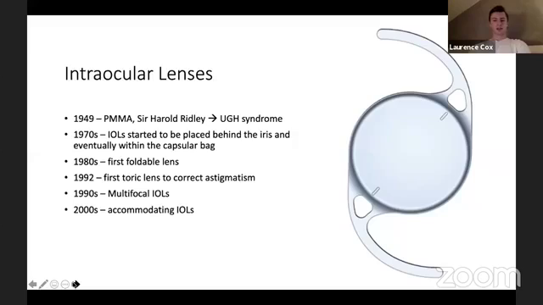But obviously, because of the position, a lot of patients actually went on to develop uveitis-glaucoma-hyphema syndrome. In the 1970s, the intraocular lenses gradually moved backwards, eventually behind the iris and then into the capsular bag. In the 1980s, foldable lenses were developed, which obviously allowed much smaller incisions to be made. And then toric lenses and multifocal lenses in the 90s. And in the early 2000s, we started seeing accommodating intraocular lenses as well, to compensate for the fact that by removing the natural lens, you obviously lose the ability to accommodate.